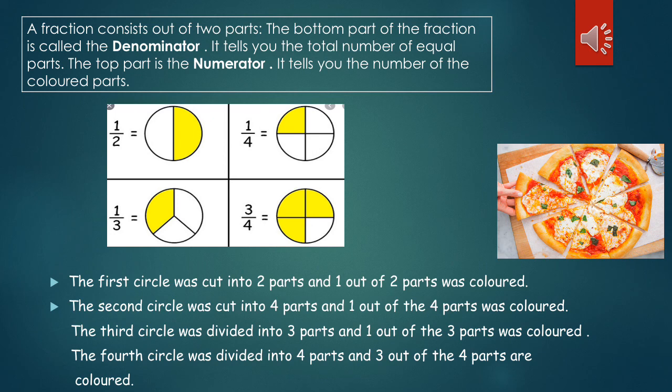The first circle was cut into 2 parts and one of the 2 parts was colored. The second circle was cut into 4 parts and one out of the 4 parts was colored. The third circle was divided into 3 parts and one of the 3 parts was colored. The fourth circle was divided into 4 parts and 3 out of the 4 parts are colored.